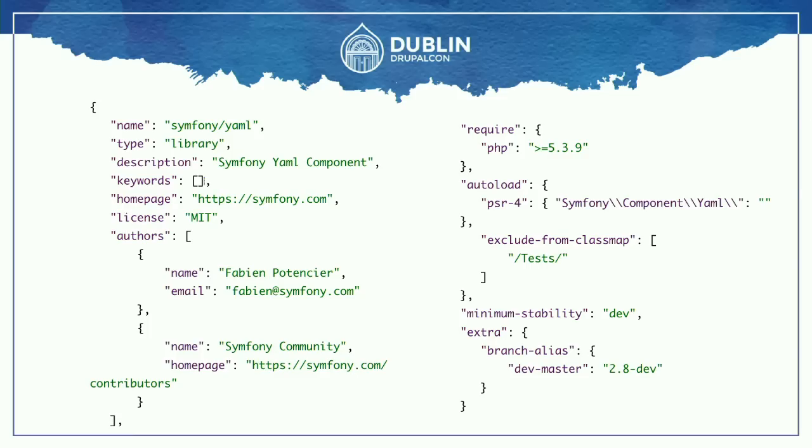You're going to tell it where your code lives, so it can create an autoload file so that everything's loaded for you automatically. And a few other things here are like minimum stability and an extra section where you can define certain things. So we're going to talk about these sections a little bit more in detail as we go on.